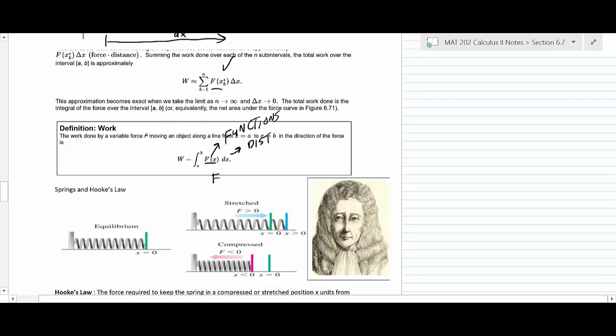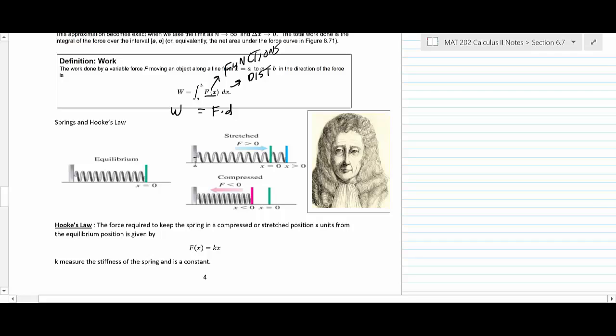So it's basically just doing force times distance is equal to work, okay? What I want to introduce you to is the idea of Hooke's law, and then we should have time to do one basic thing here.